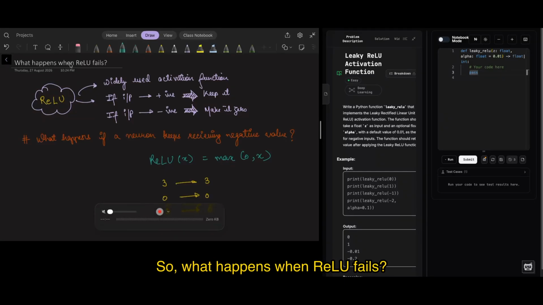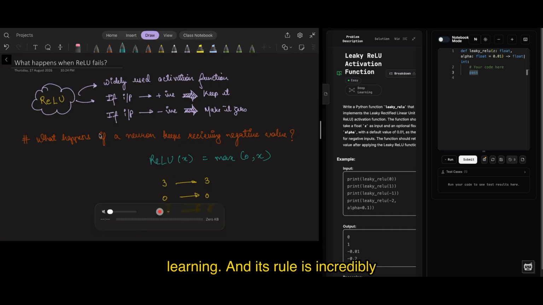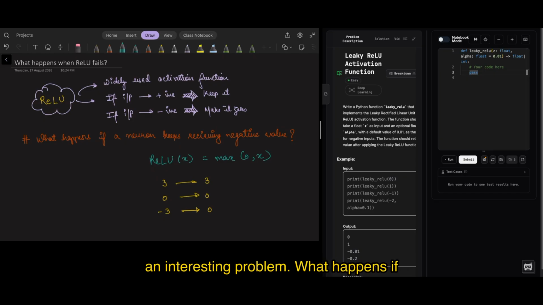So what happens when ReLU fails? ReLU is one of the most widely used activation functions in deep learning, and its rule is incredibly simple. If the input is positive, keep it. If it is negative, make it 0. But that creates an interesting problem. What happens if the neuron keeps receiving negative values?